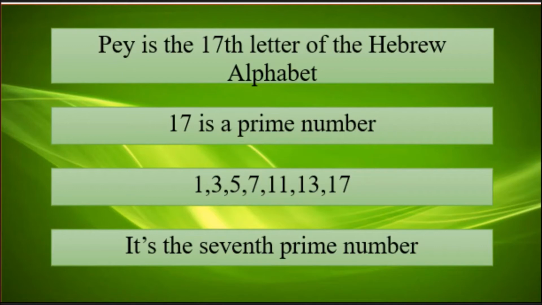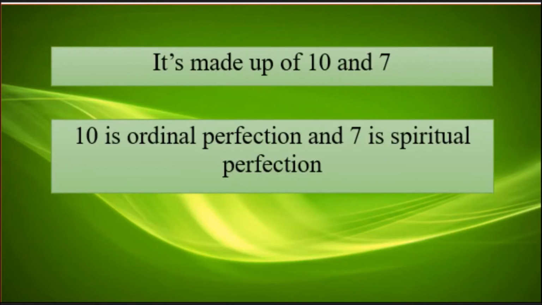Pey is the 17th letter of the Hebrew alphabet. 17 is a prime number. 1, 3, 5, 7, 11, 13, and 17 are all prime numbers. Interestingly, it is the 7th prime letter of all of those. It's made up of a 7 and a 10. 10 is ordinal perfection, and 7 is spiritual perfection.